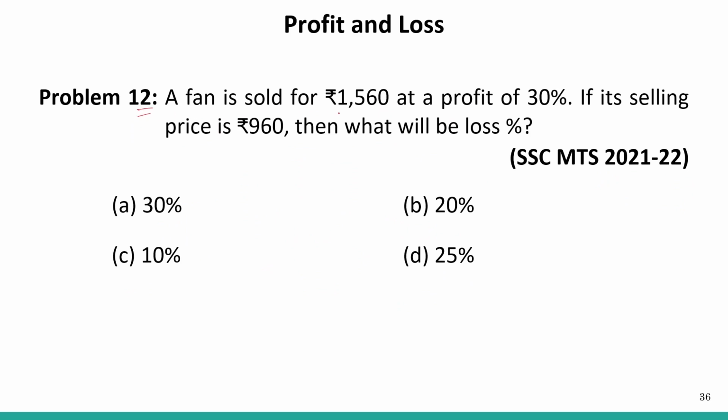A fan is sold for 1560 at a profit of 30%. If its selling price is 960, then what will be the loss percentage? A is 30%, B is 20%, C is 10%, D is 25%. This question has appeared in the SSC MTS 2021-2022 paper.